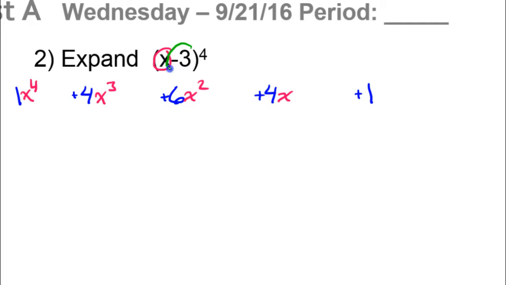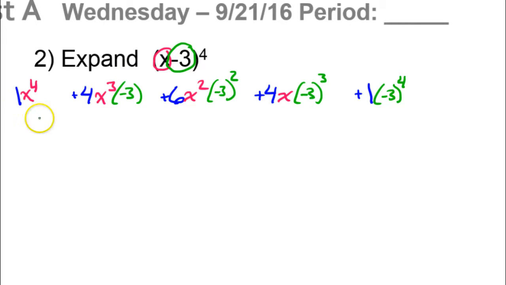On the right hand side I've got this negative 3. Now if this was just a 3, I wouldn't need parentheses for that either. But because it is negative 3, I'm going to have parentheses to wrap up that negative sign. So I will have negative 3 to the fourth power, negative 3 to the third power, negative 3 squared, and just negative 3. So that's the setup step. Now it's time to do the powers.